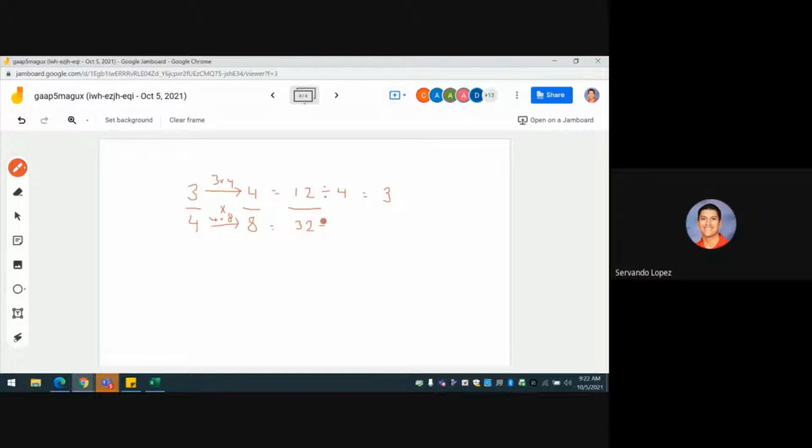Divide the bottom one by 4, which equals what? 8. And that's it, right? I cannot make it any smaller. I can't. That's my answer after I simplified. Very good. So that's multiplying fractions.